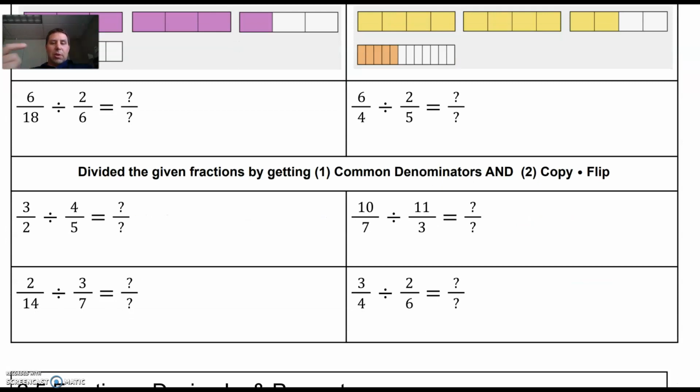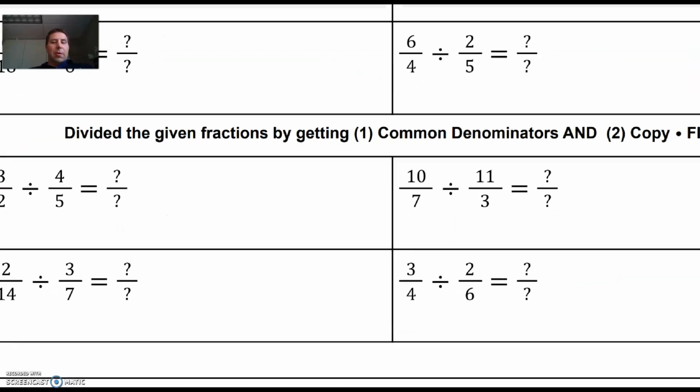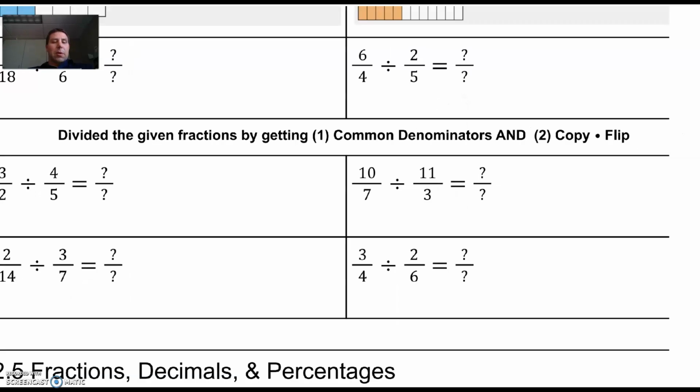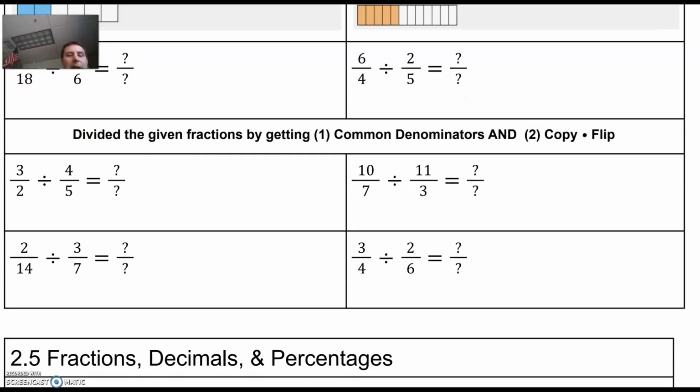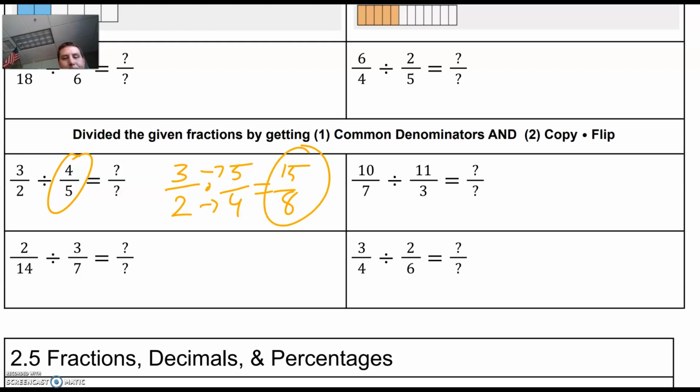I know this video's gone a little too long. I'm going to try and quickly show you the copy dot flip for a few, so that way you can decide what you would like to do. So for example, this one here, I'm going to do a copy dot flip, or in other words, the first fraction stays. I'll put a dot for multiply, then I'll flip the second fraction. Multiply across, that's 15 over 8, and that's your answer.